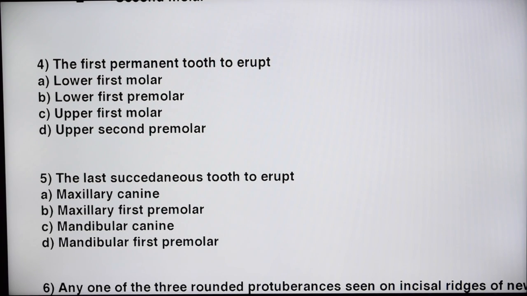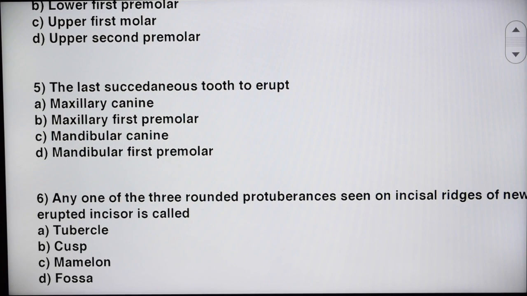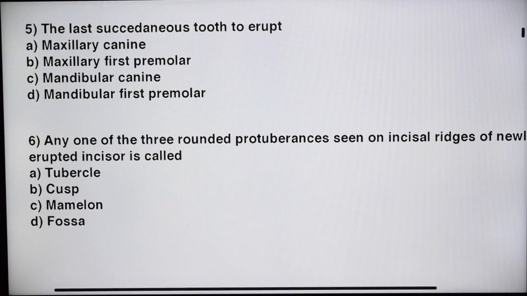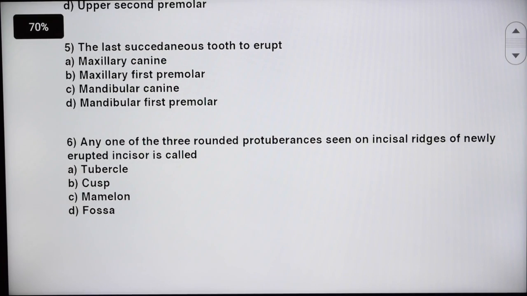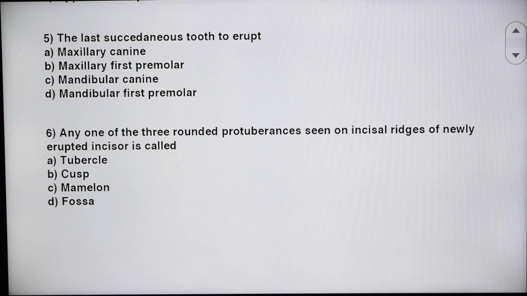And coming to the next question, the last succedaneous tooth to erupt. Just now we discussed, it's the maxillary canine. And coming to the sixth question here, any one of the 3 rounded protuberances seen on the incisal edges of newly erupted incisors is called as. We discussed in one of the videos regarding mamelons and also their clinical presentation. These mamelons basically represent developmental lobes.